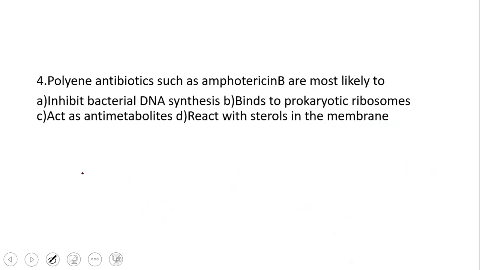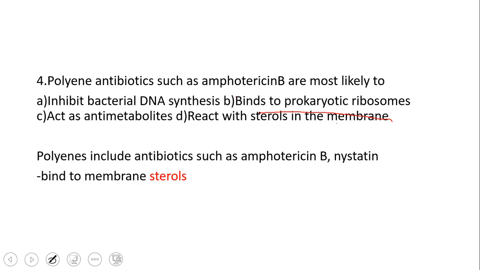Next question. Polyene antibiotics such as amphotericin are most likely to: option A, inhibit DNA synthesis; option B, bind to prokaryotic ribosomes; option C, act as anti-metabolites; option D, react with the sterols in the membrane. What will polyene antibiotics such as amphotericin B and nystatin do? They react with the sterols in the membrane. So the correct answer is option D, react with the sterols in the membrane.